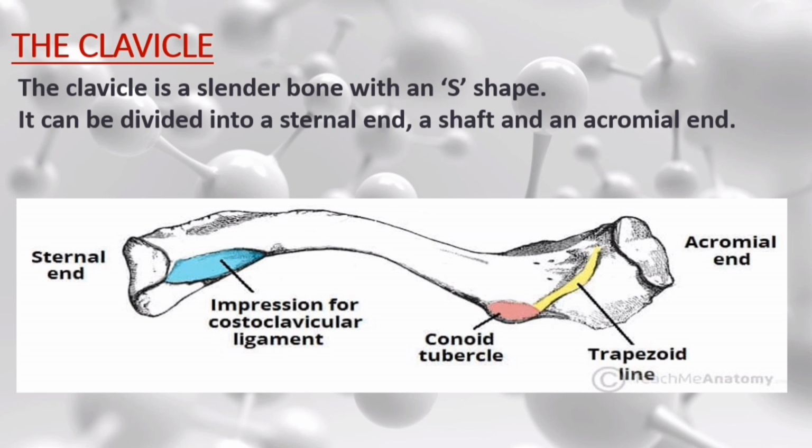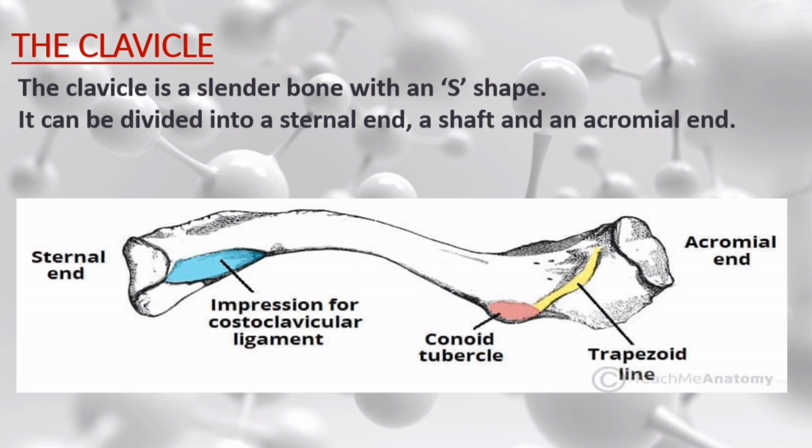The acromial end houses a small facet for articulation with the acromion of the scapula at the acromioclavicular joint. It also serves as an attachment point for two ligaments. Conoid tubercle, attachment point of the conoid ligament, the medial part of the coracoclavicular ligament.